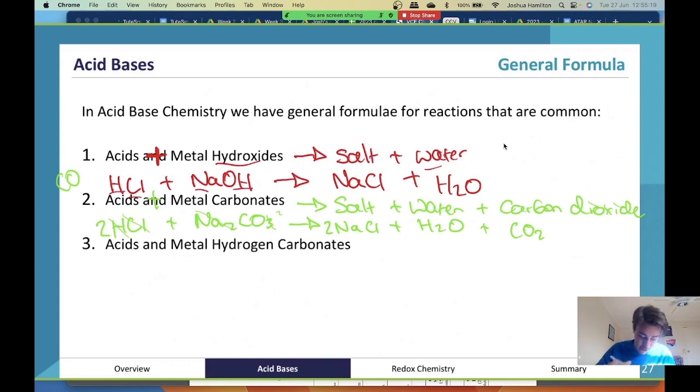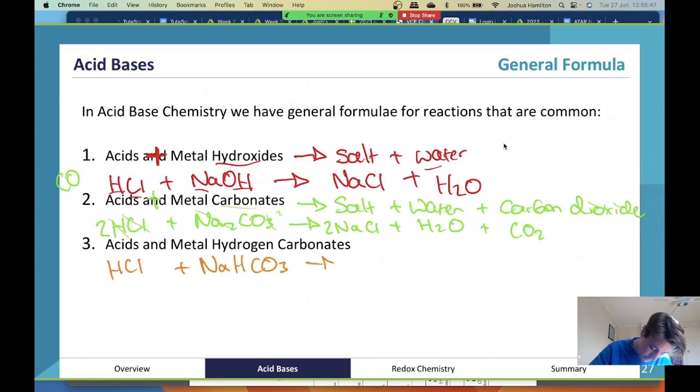The next one that you need to know is acids plus metal hydrogen carbonates. So, same thing as this, except there's a hydrogen in there as well. So, a really good example of this, and we'll use another color again, is the same as right here. Na, but instead of 2, it goes HCO3. So that's a really good example of it. Again, we'll use HCl because HCl is just quite easy to use.